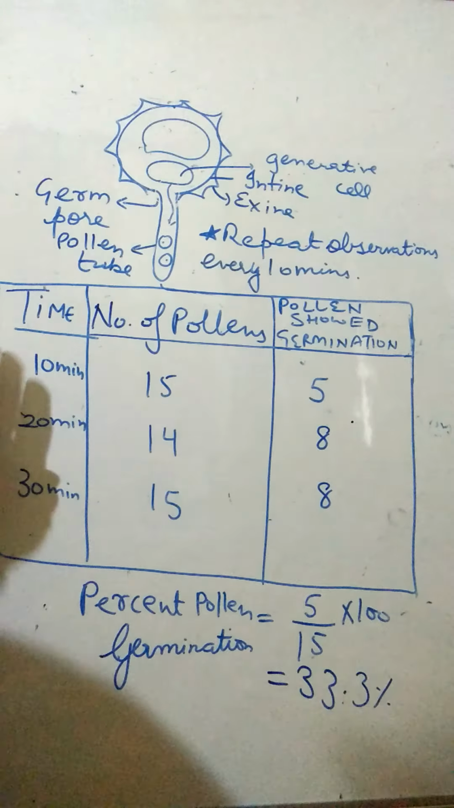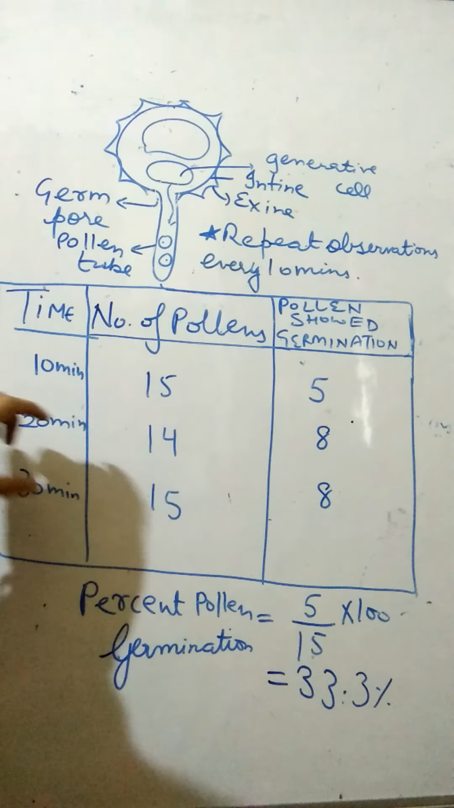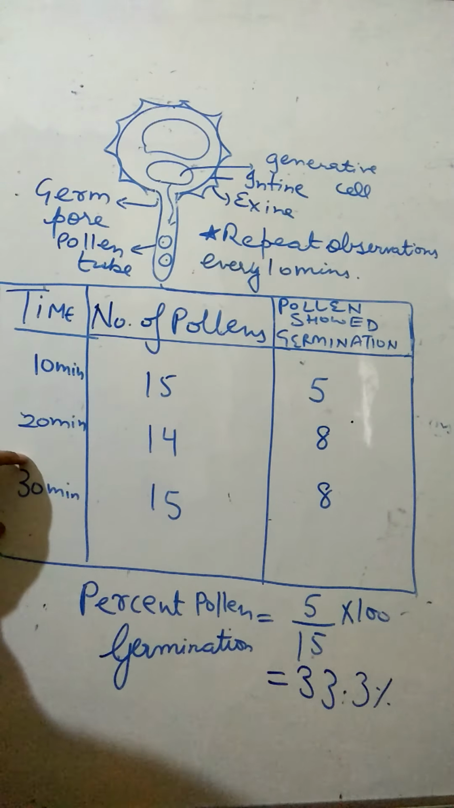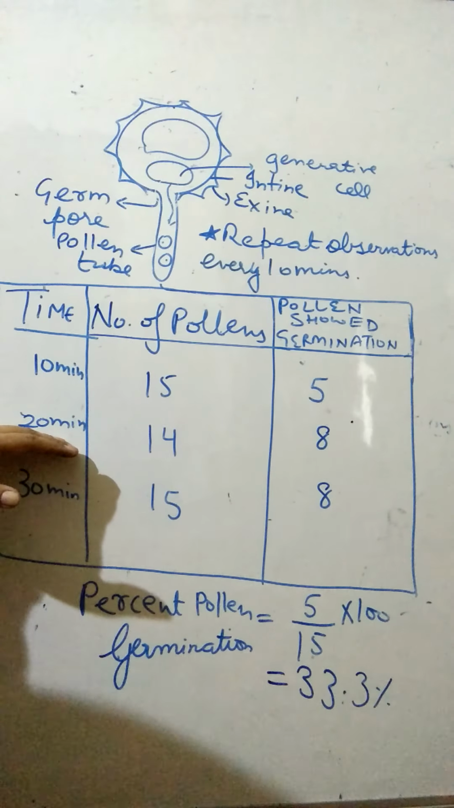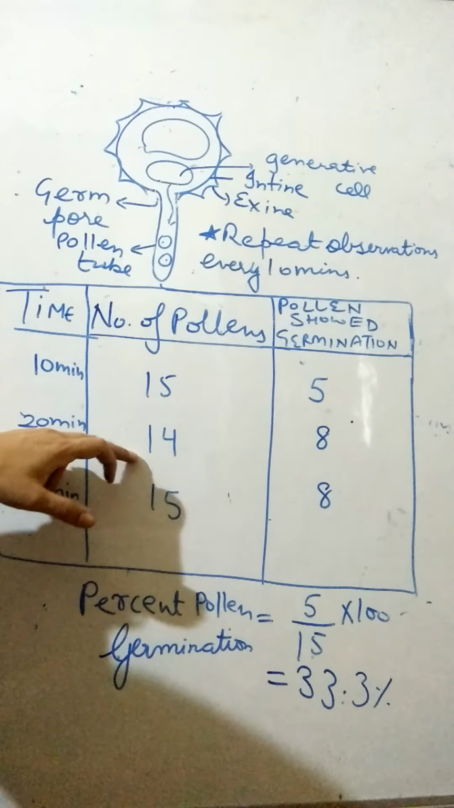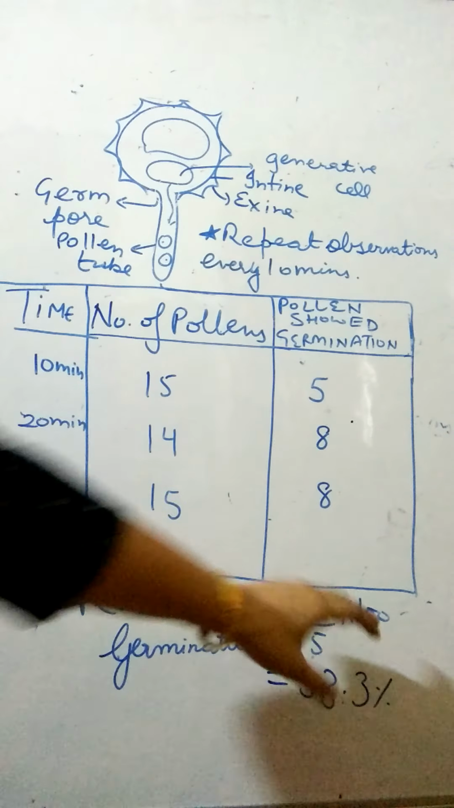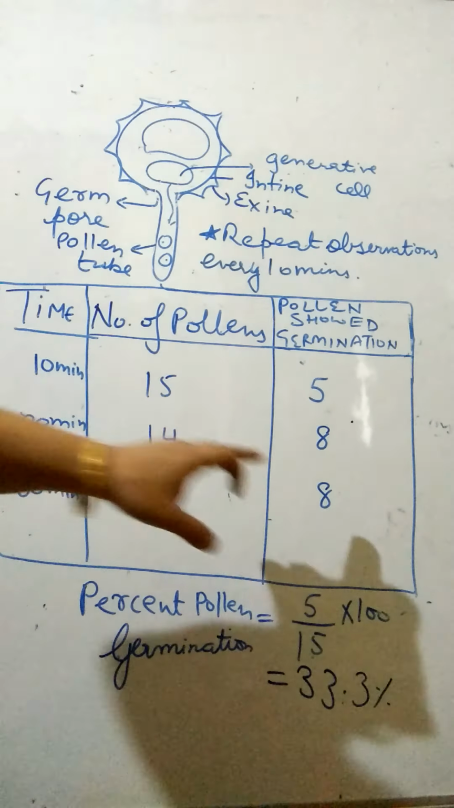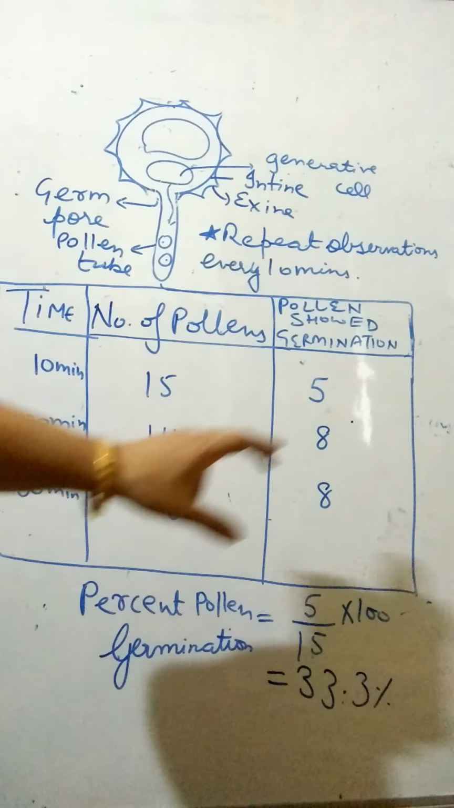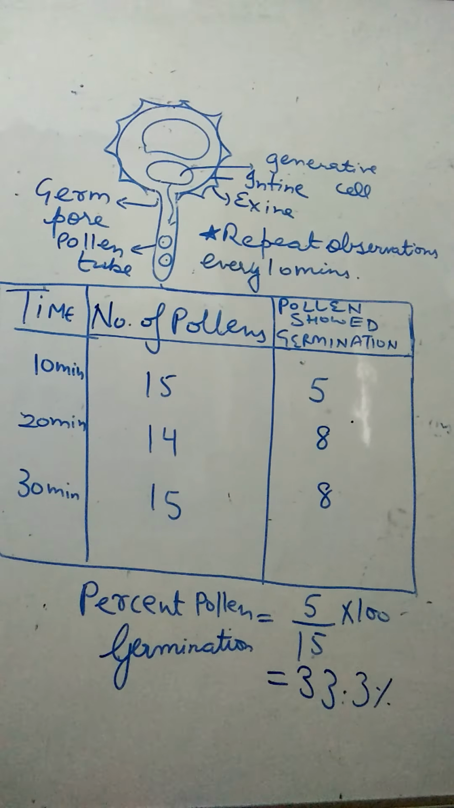In this way, I have to calculate for 20 minutes, for 30 minutes. I have recorded the readings for it. For the second reading, I have to divide 8 by 14, then multiply it by 100 in that manner. In the same way, for the third reading, I have to divide 8 by 15 and multiply it by 100, and in this way I will get the readings.